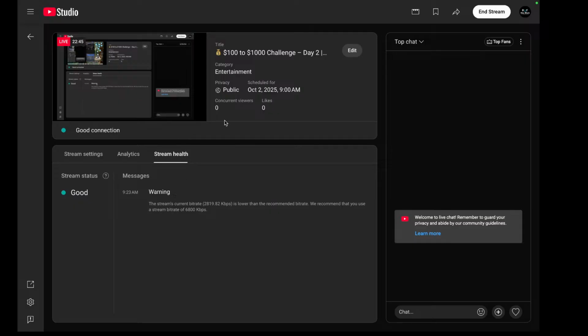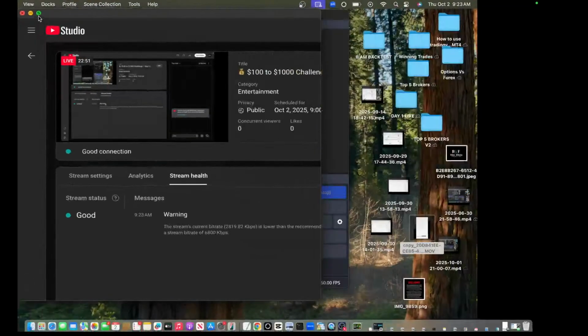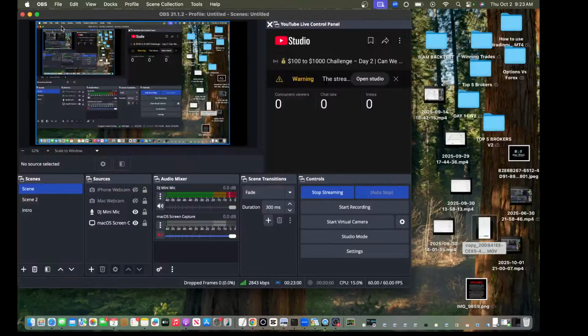Yeah, I'm new to this whole thing, so good connection. I don't know why it said warning. Whatever.